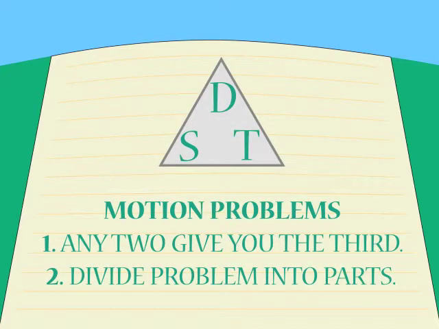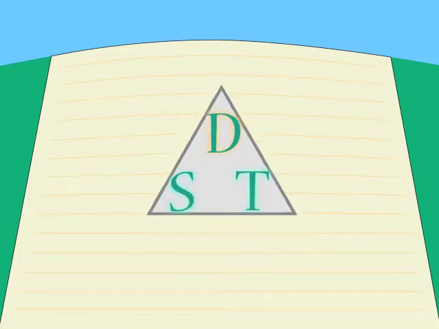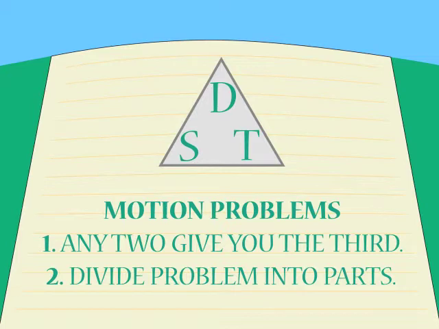Let's review what we did here. Wherever we had 2 values, we used a formula from the DST triangle to get the third value. But we could not use that on the whole problem at once. We could easily find the value for D, but not for T. So we divided the big problem into smaller parts, and we got a T value for the walking part and then for the riding part, and then we were ready for the whole problem.